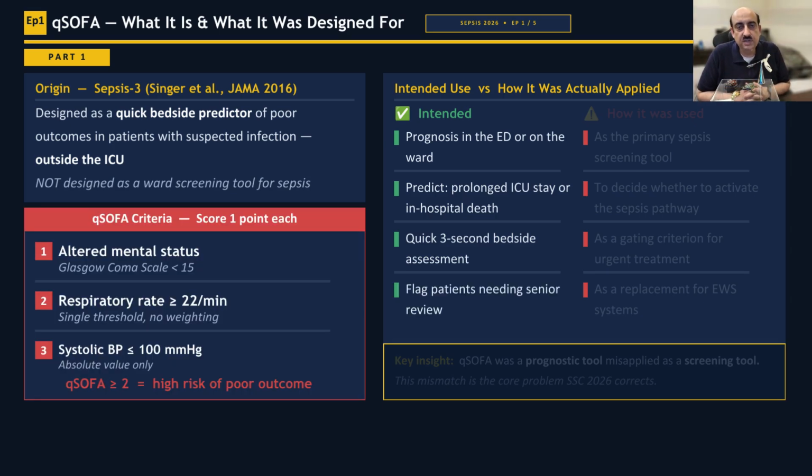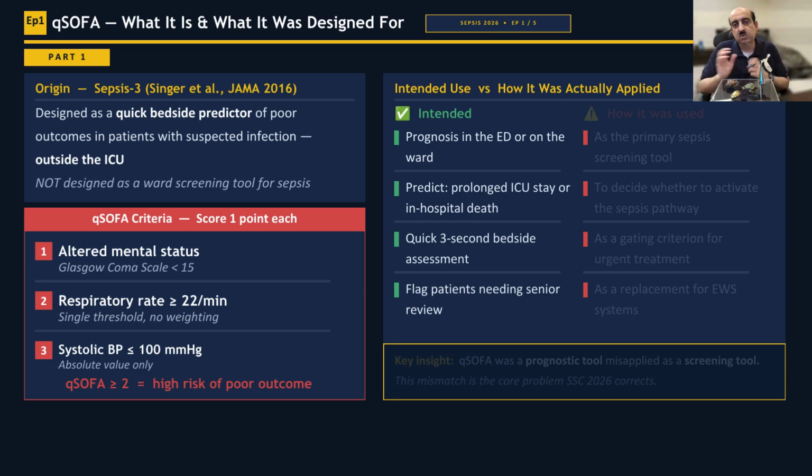And those 3 scoring items are altered mental status, anybody with a GCS of less than 15, even if it's a 1-point drop; respiratory rate of 22 or above, and it's a single threshold. So all the 3 variables are binary. And number 3 is systolic blood pressure of 100 or less. And again, it's an absolute value only. So any 2 of these being positive was considered to be high risk of poor outcomes.